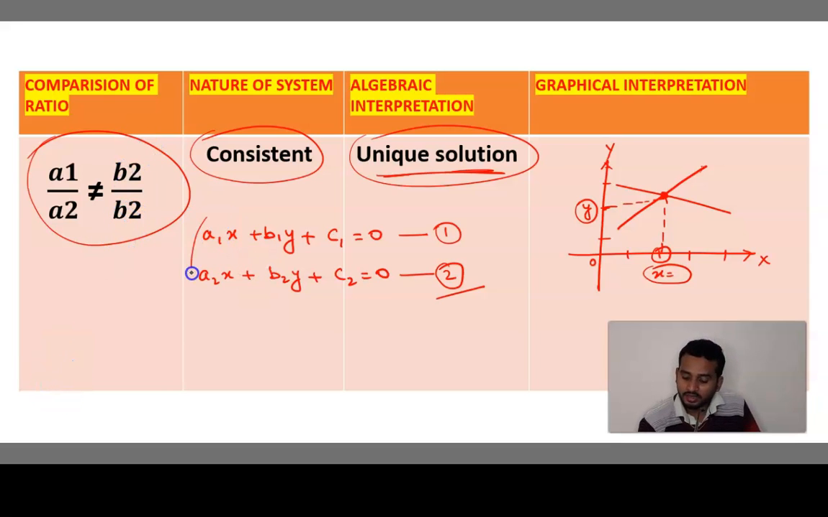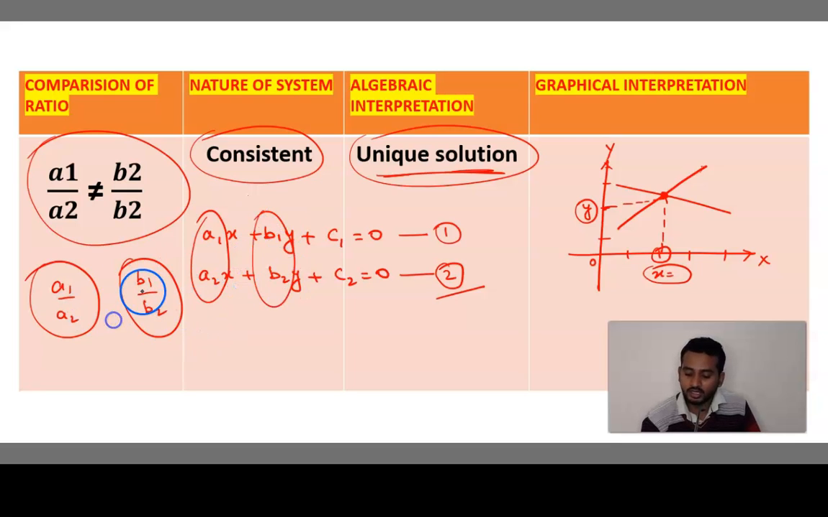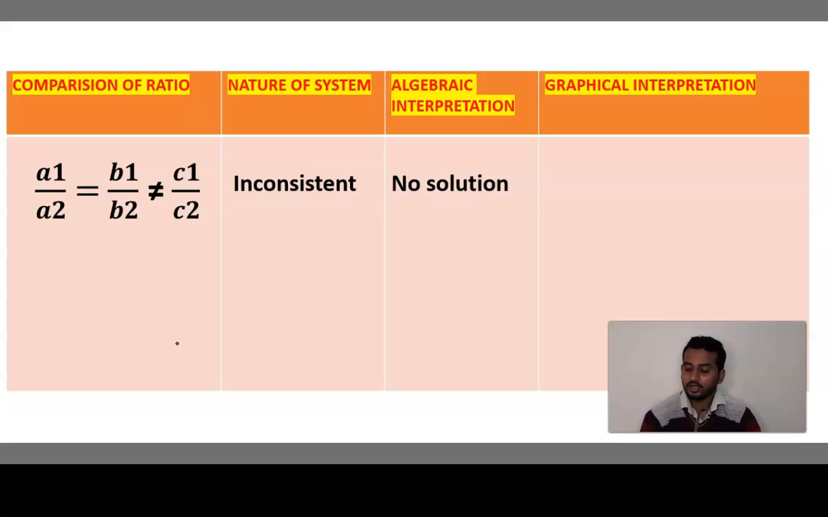It means take the values of a1 and a2, solve them separately, solve the b1 and b2 values separately, and make sure that both the answers, both the solutions, are not equal. If both the solutions are not equal, then we call it a unique solution. Then the solution is said to be a unique solution. Is this clear? Good.